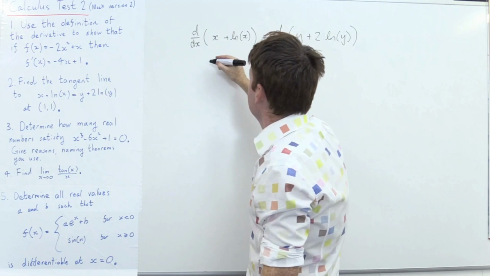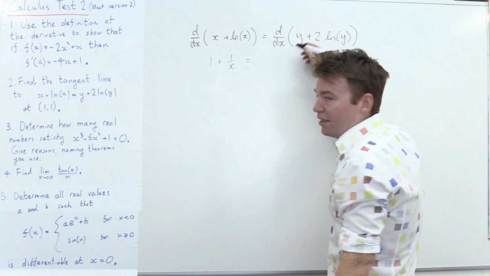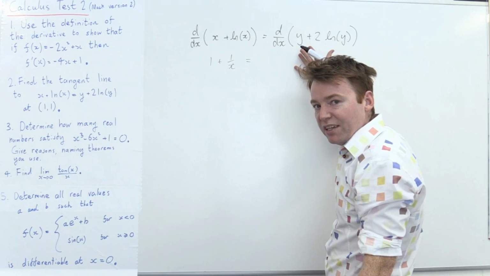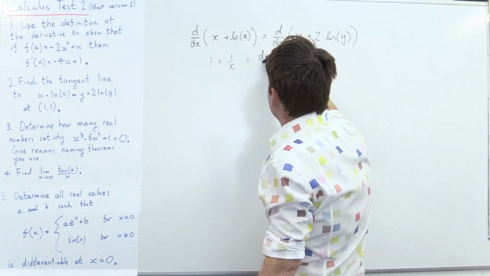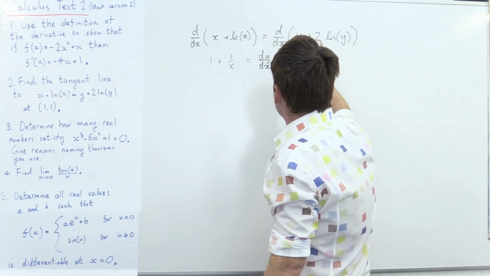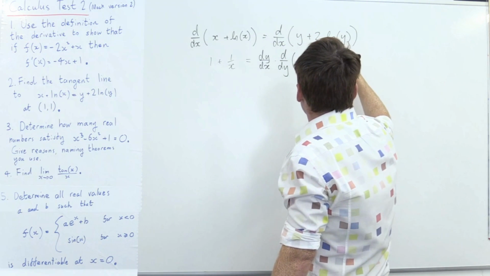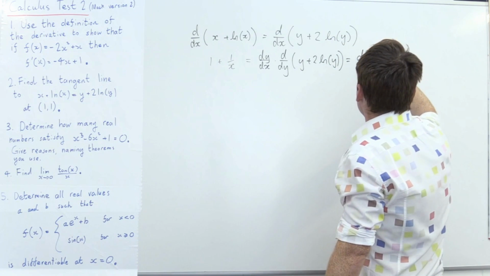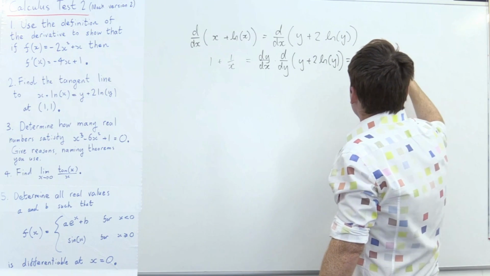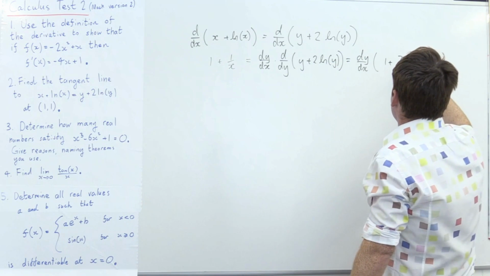This one here is easy. This is just 1 plus 1 on x. This one, I can't differentiate with respect to x. I can only do it with respect to y, so I use the chain rule. So dy/dx times this thing, which is 1 plus 2 on y.